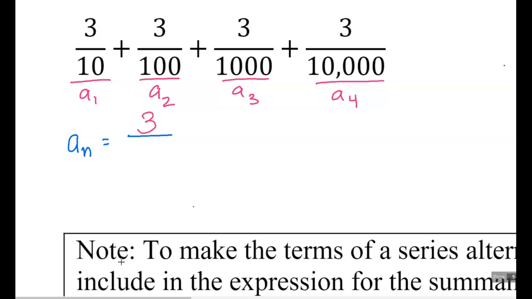Thank you, Kaylin. Now the denominator is a little tricky. Yes, we recognize that we're multiplying by 10 every time, right? But should I just put 10n? Would that give me my correct denominator? Let's try it. Let's try plugging in 2. When I plug in 2, 10 times 2 is 20. Is that what it needs to be?